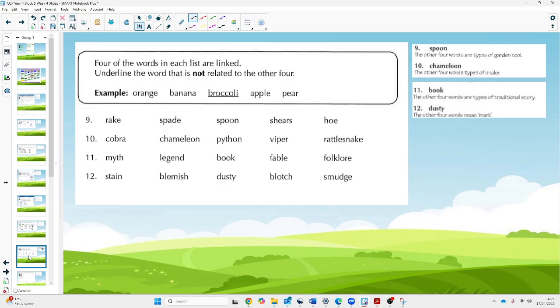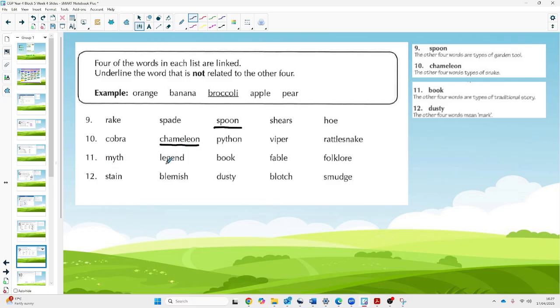Moving on now to the next set of questions. In these, we're given 5 words in each of the lists. Underline the word that is not related to the other 4. So 5 words, and then the one that is not part of that list. So number 9, it will be spoon, because all the others are types of garden tool. Then we've got 10, cobra, chameleon, python, viper and rattlesnake. Well, if you know your types of snake, you'll realise that the chameleon is not a type of snake, whereas all the other 4 are.